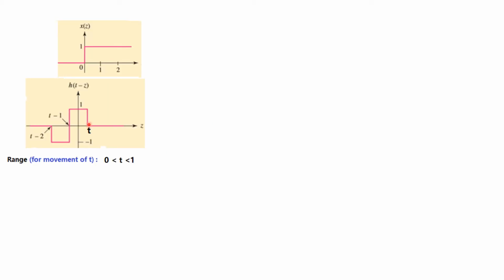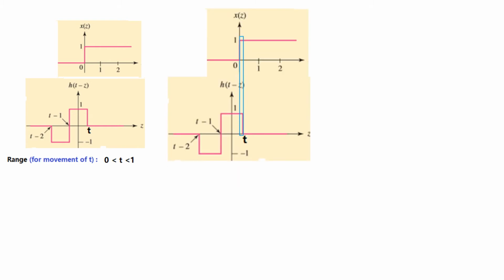And now we have moved it further. t has now crossed 0, so our limit is t greater than 0, and here it is also t less than 1. Why we take this limit, we'll see now. When t crosses 0 and goes above 0, there is overlap between this and the positive part of the signal. This is the positive part, this is the negative part. So the positive part of the signal is overlapping.